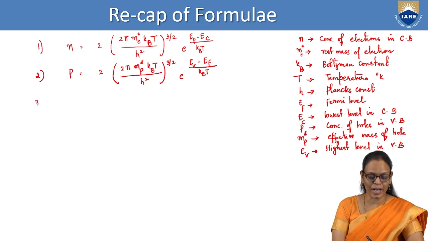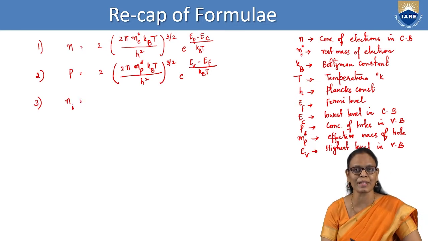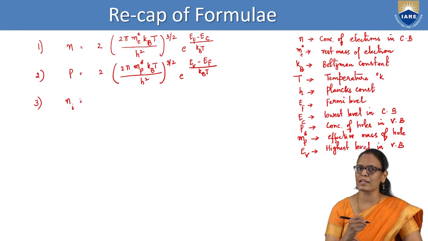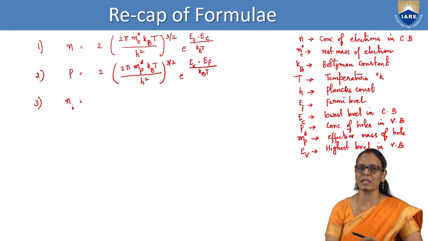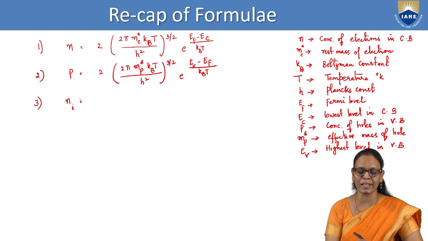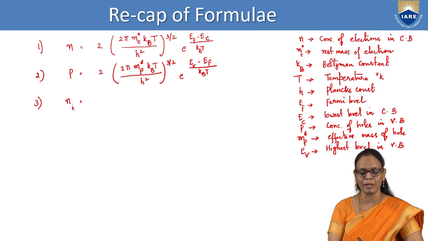Now we are going to write the formula for intrinsic carrier concentration. Actually, when you see an intrinsic semiconductor, always the number of electrons in the conduction band is equal to the number of holes in the valence band. And the intrinsic carrier concentration, ni, is given by N into P.